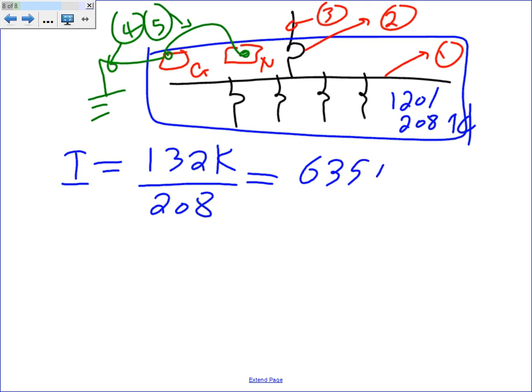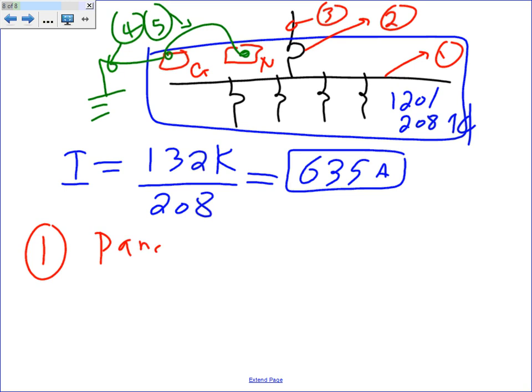635 amp. Perfect. And then let's go ahead and find number one. Number one is panel size. I'm going to run through this 635 and take this one to the NEC.